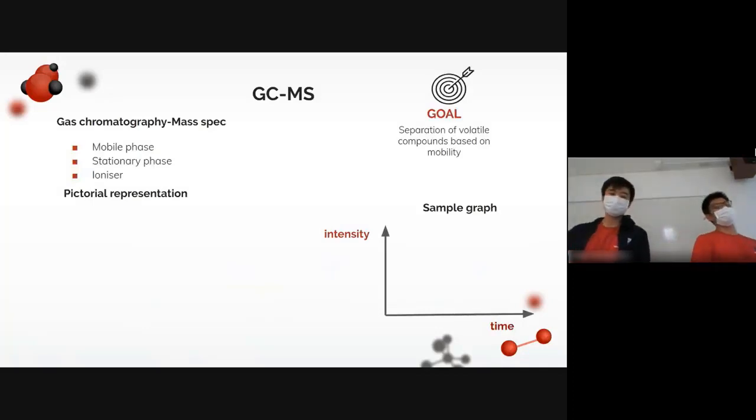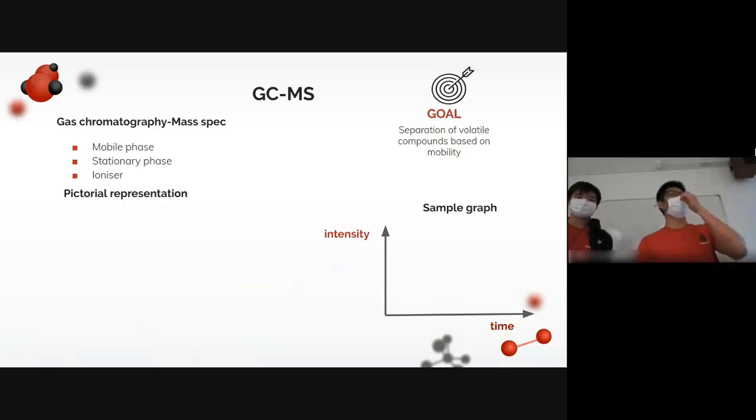Okay, so now we're talking about how gas chromatography actually works. The goal of gas chromatography is to separate volatile compounds based on mobility. To understand gas chromatography, the first thing you must look at is our sample graph. This sample graph is an intensity-time graph with intensity on the y-axis and time on the x-axis. So this is not too different from an NMR graph that you see now. By separating these volatile compounds based on mobility, those compounds that reach the detector first will be on the left side of the graph. And those that reach the detector last will be on the right side, of course, since they take more time.